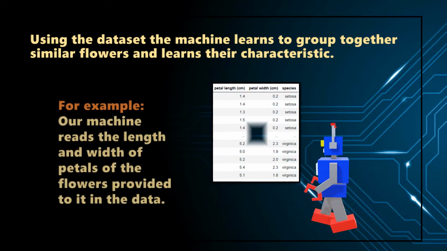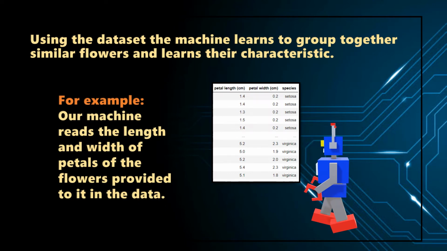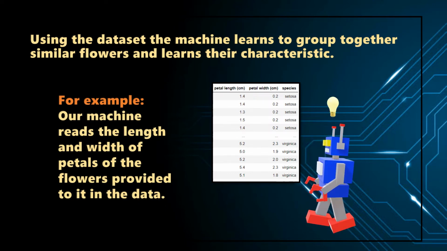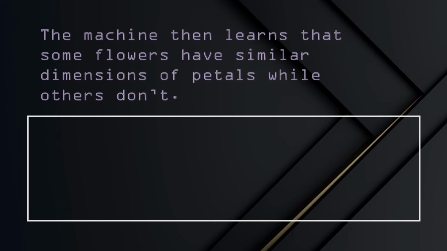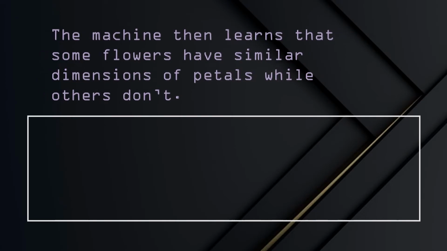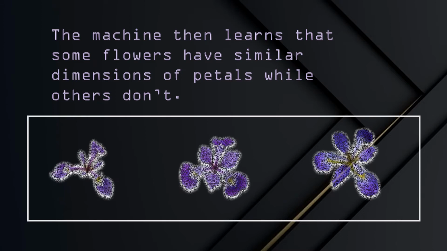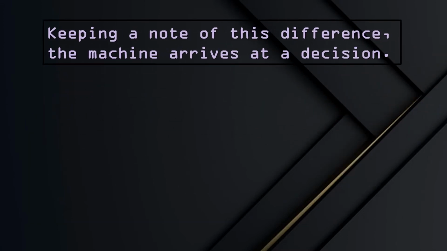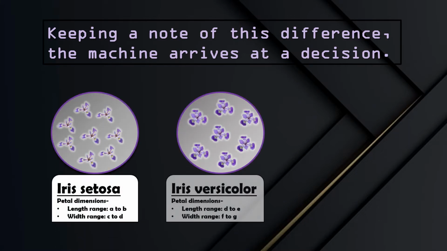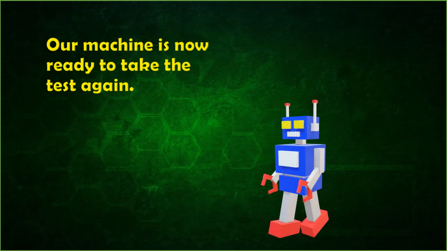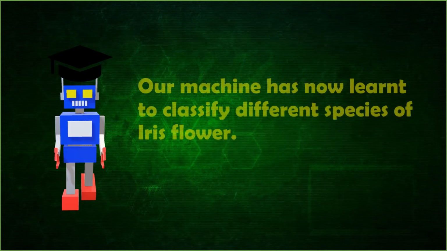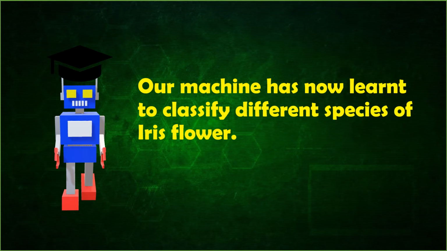For example, our machine reads the length and width of petals of the flowers provided to it in the data. The machine then learns that some flowers have similar dimensions of petals while others don't. Keeping a note of this difference, the machine arrives at a decision. Our machine is now ready to take the test again. Our machine has now learned to classify different species of iris flower.